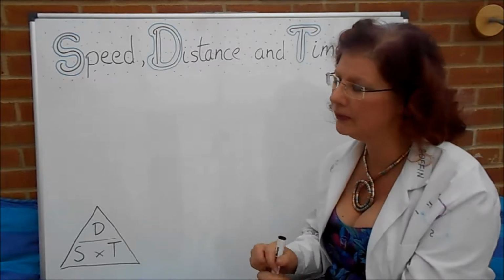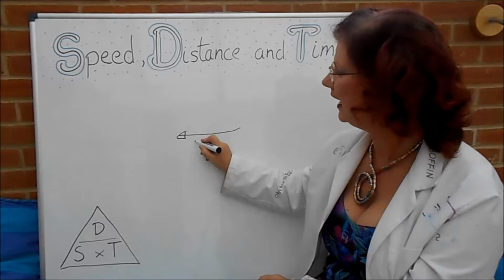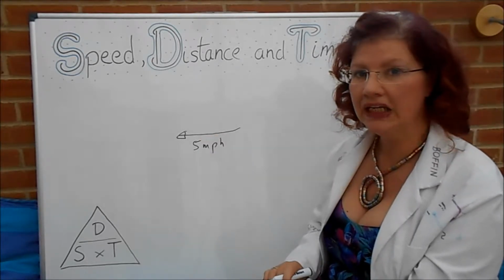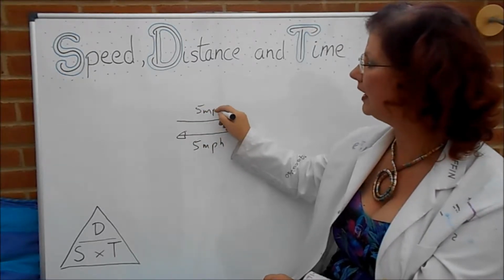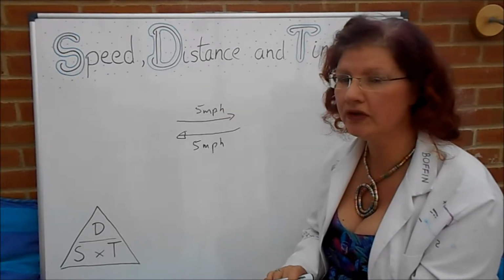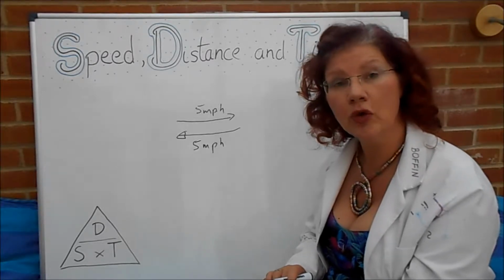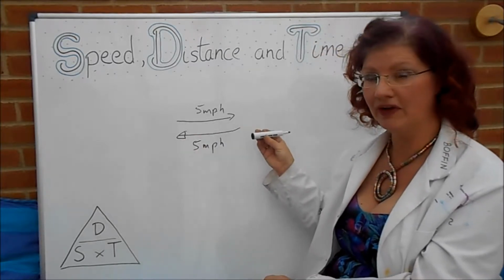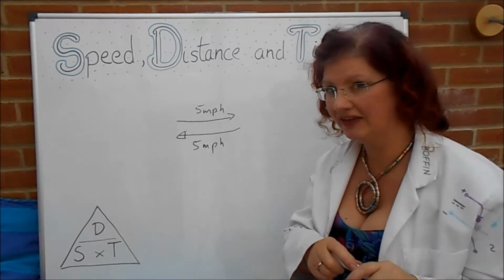So just as an example, if I am running that way at 5 miles per hour, and I suddenly stop and start running that way at 5 miles per hour, my speed hasn't changed, it's still 5 miles per hour. However, my velocity has, because velocity incorporates direction. So changing from that way at 5 miles per hour to that way at 5 miles per hour is a change in velocity, though not a change in speed.